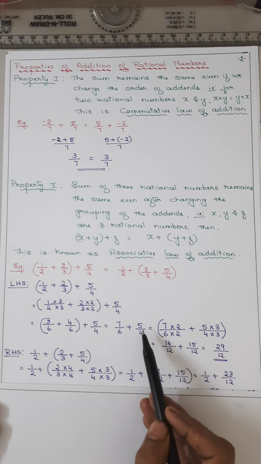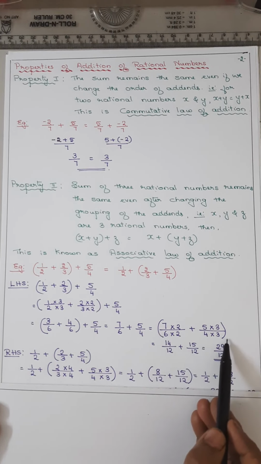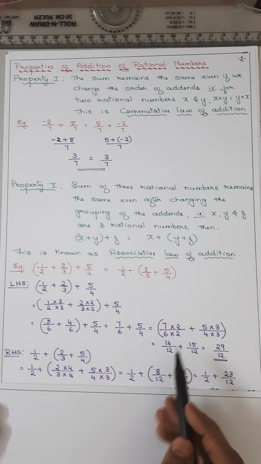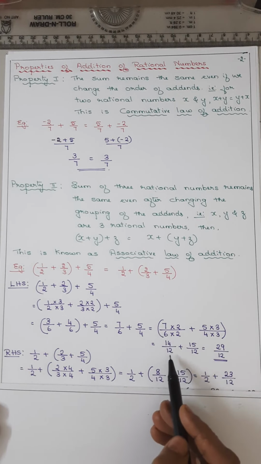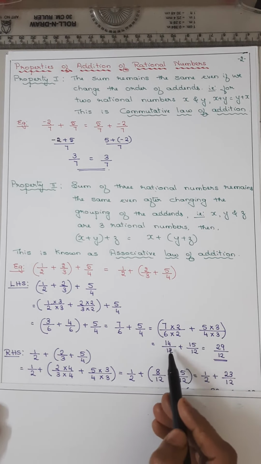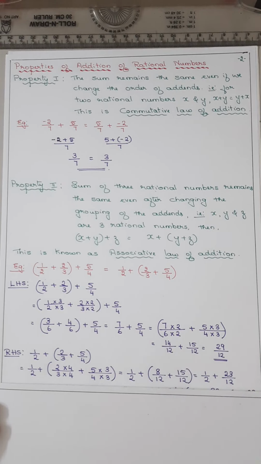Plus now 5 by 4. Write it first. 12. 4 threes are 12. 5 threes are. Now multiply and write. 7 twos are 14 by 12 plus 5 threes are 15 by 12. When you add, it will be 14 plus 15 is 29 by 12.